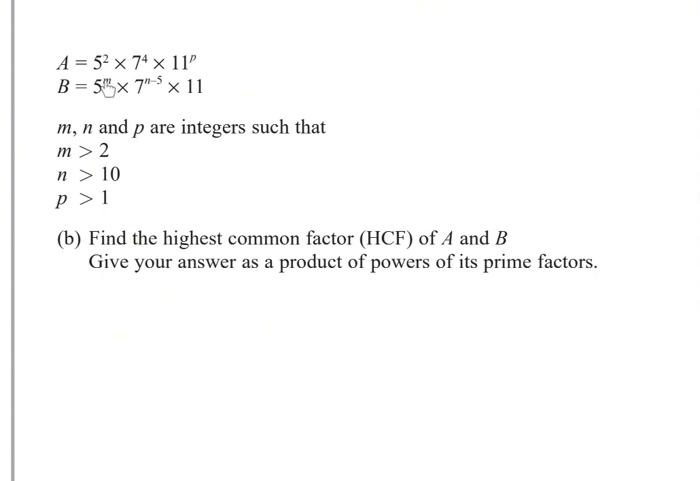Moving on. A equals 5^2 times 7^4 times 11^b. B equals 5^m times 7^(n minus 5) times 11. m, n and b are integers such that m is more than 2, n is more than 10, b is more than 1. Find the highest common factor, HCF, of A and B. Give your answer as a product of powers of its prime factors.